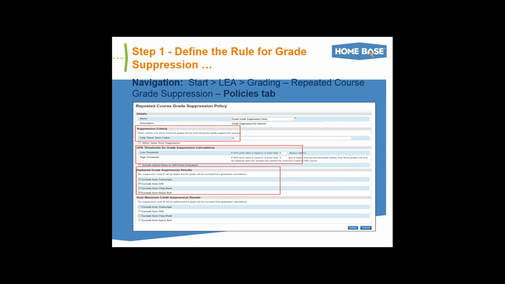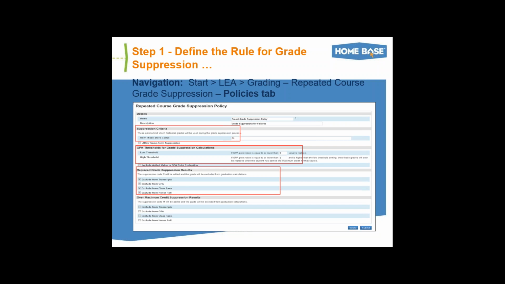All right, the low threshold. This is saying, what GPA equal or lower do you want to always replace? Well, this is a failed mark. They've earned no credit, so we're going to put 0 here. A high threshold is if a GPA value is equal or lower than 1. You want to set it at 1 because if there is credit, it will not replace it, but it will replace it if there is 0 credit.